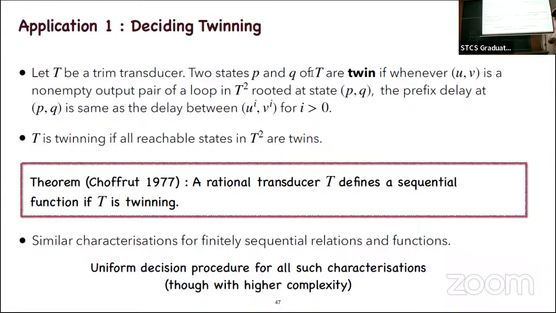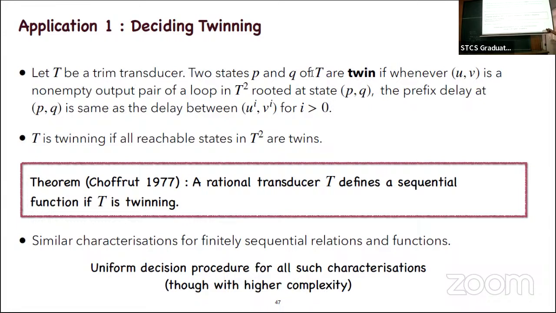What it says is that it produces two different output words on the same input. Obviously, up to some delay, they have to be the same, because otherwise this automaton will output two different output words and then it cannot be sequential. So it will output the same thing, but one will be ahead of the other, and that is what we call delay. That delay is exactly what you get when you take the loop from (P,Q) to (P,Q). This is what twinning is.